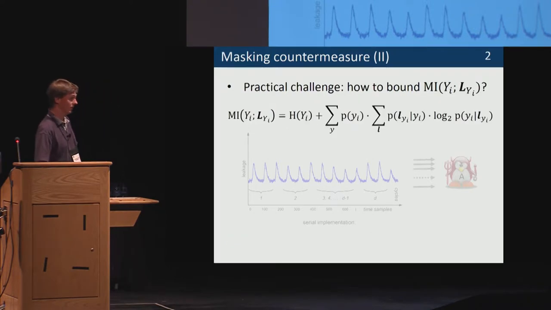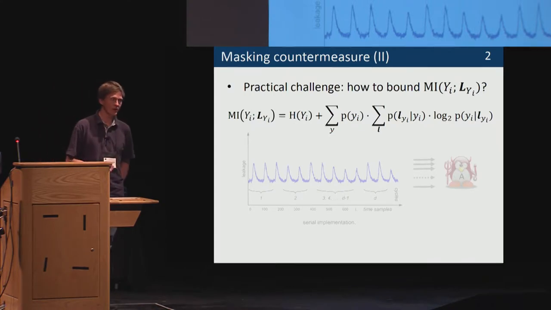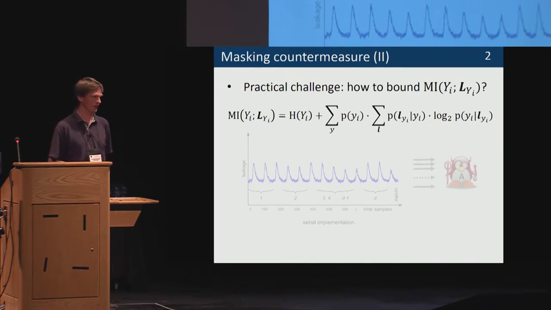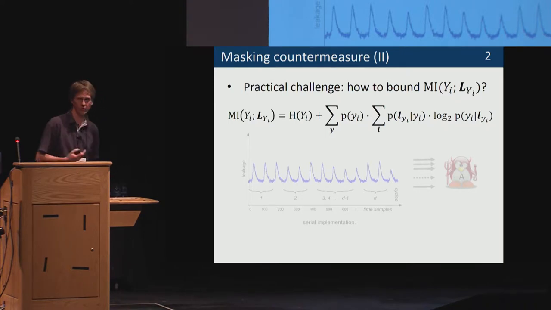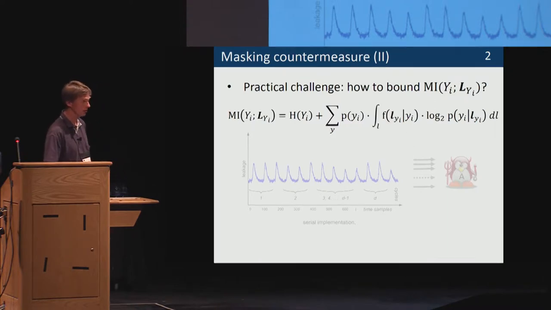And based on this view, on this theory, of course, the practical challenge is how can we bound this mutual information between one share and the corresponding leakage samples. And here I give the equation for the mutual information, which is essentially a weighted sum of log probabilities conditioned on the leakage. So this is the equation for a discrete leakage function, which can happen, for example, if your sampling device or your oscilloscope is using 8 bits of quantization. Sometimes we also like to view the leakage as a continuous random variable, and in this case, we just turn the sum into an integral.